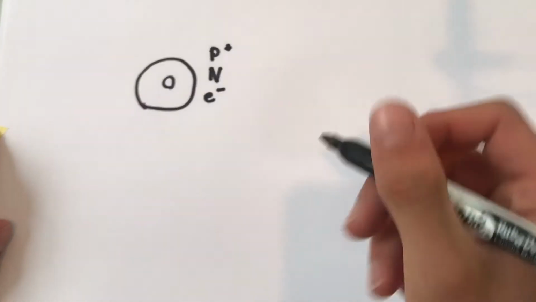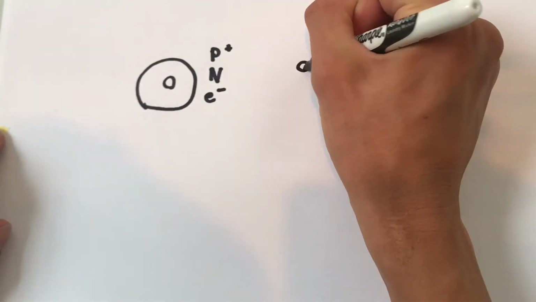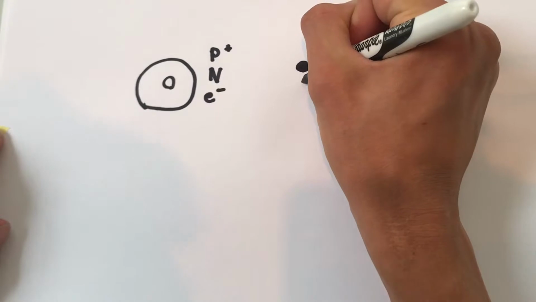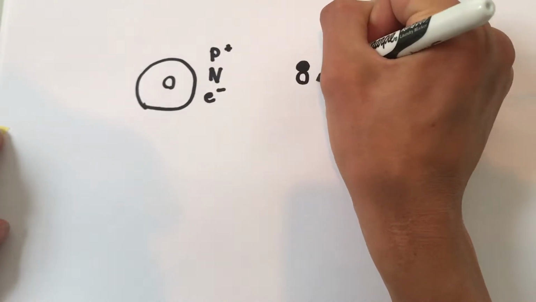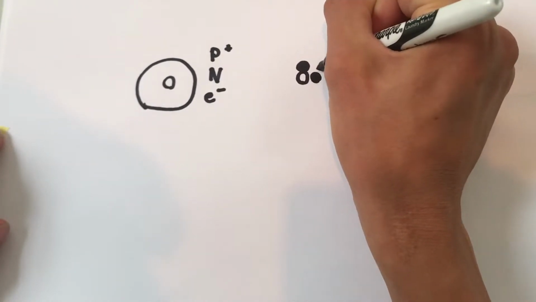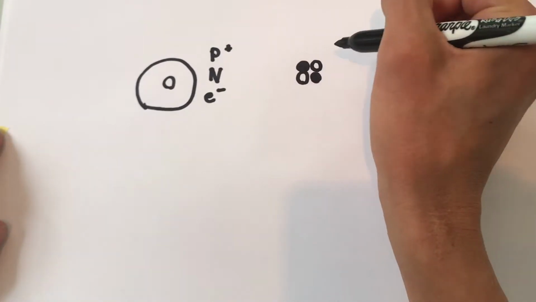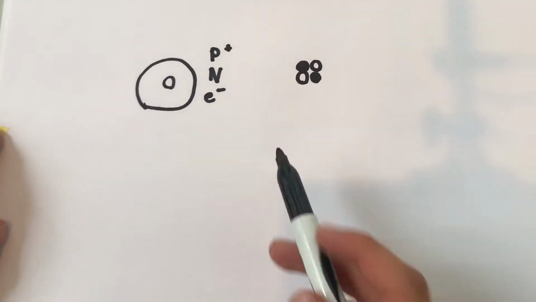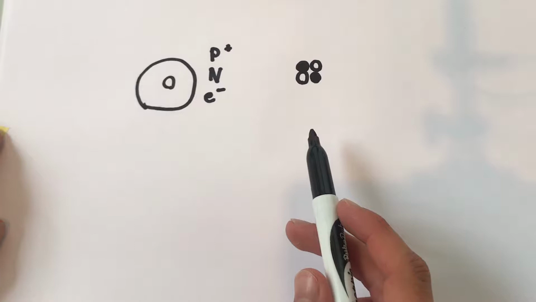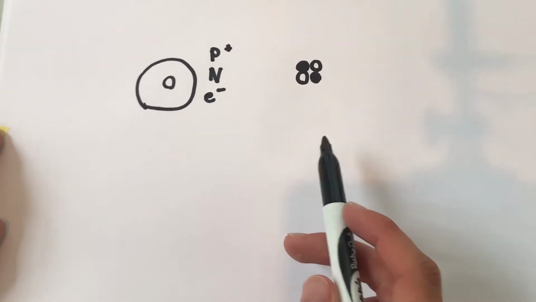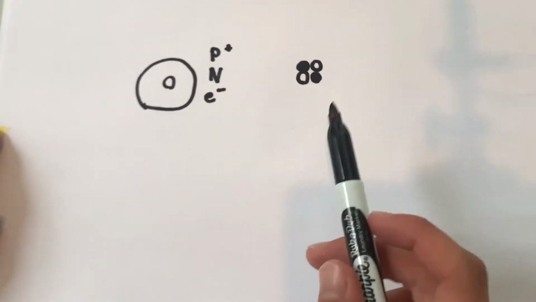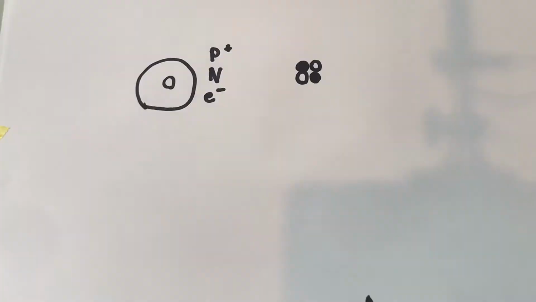So in the core you will find protons, these black dots, and neutrons, and they are arranged like this. The only element where you have no neutrons is hydrogen. The only element where you only have one proton is hydrogen.